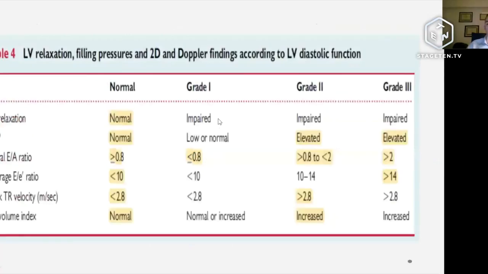So what happens in the grading of diastolic dysfunction is that the relaxation of the LV is impaired in all the cases of diastolic dysfunction, while the left atrial pressure starts to be elevated only in grade 2. All the other 4 parameters that are used for the evaluation of diastolic dysfunction are listed here, but of course they may not always match.